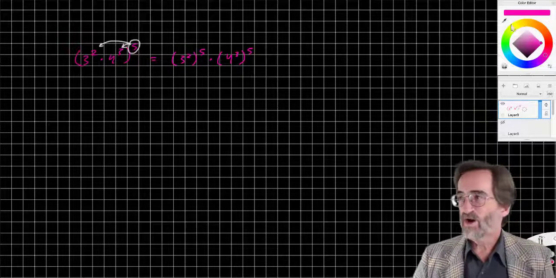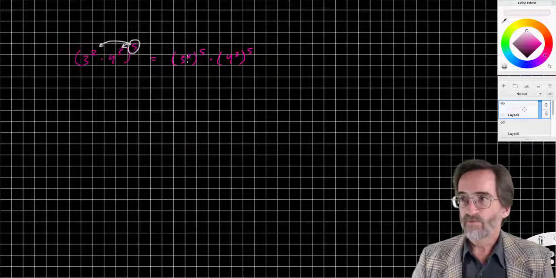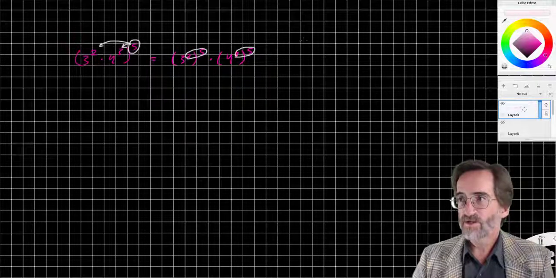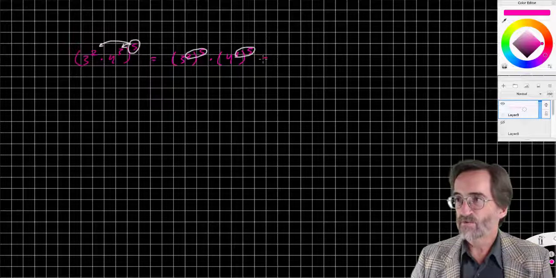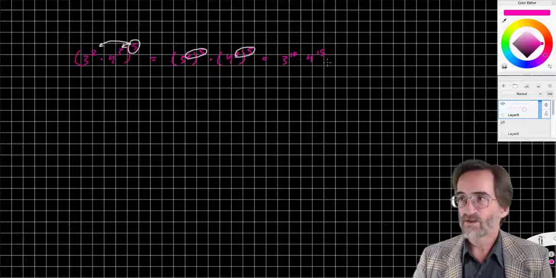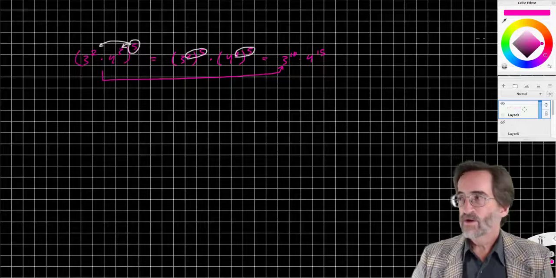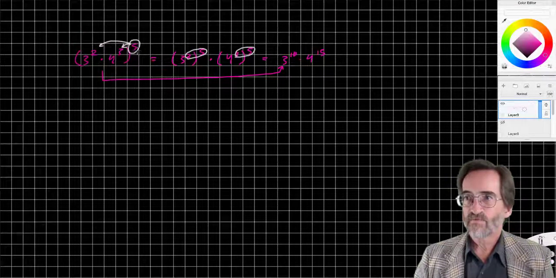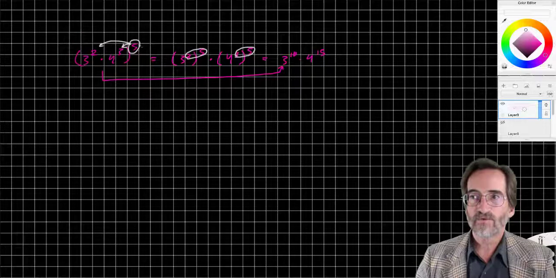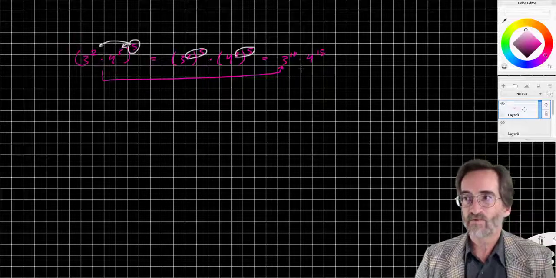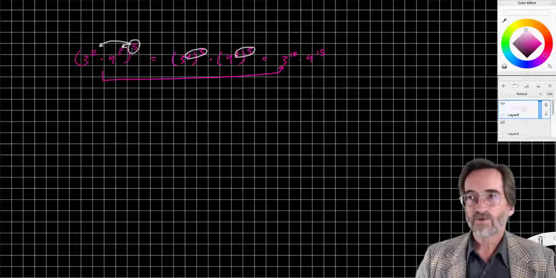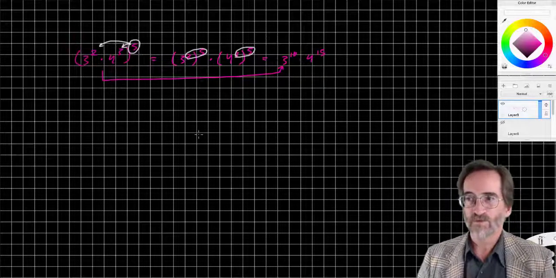And now use the power of powers rule, which is you multiply the exponents, 2 times 5 and 3 times 5. So this simplifies to 3 to the 10th times 4 to the 15th. Now, generally, we do this in a single step. Okay? We note that we distribute the 5. 3 to the power of 2 to the power of 5 is 3 to the 2 times 5, or 3 to the 10th. 4 to the power of 3 to the power of 5 is 4 to the 3 times 5 power, 4 to the 15th.